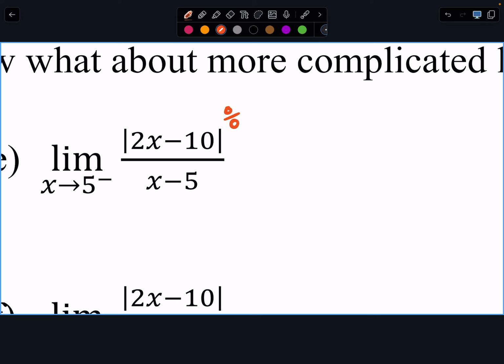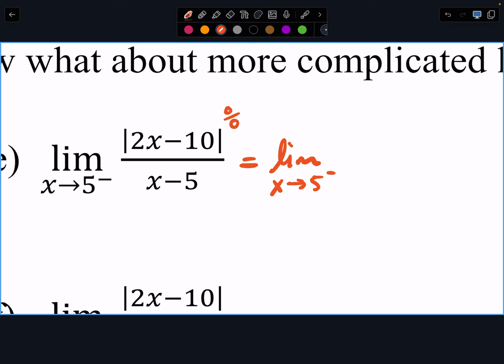Factor out 2. Factor out 2. Now, I'll still have limit notation, x approaches 5 from the left. When we factor out 2, since absolute value can be thought of as the square root of the quantity squared, another way to write that would be the square root of 2x minus 10 squared. Do we see that?